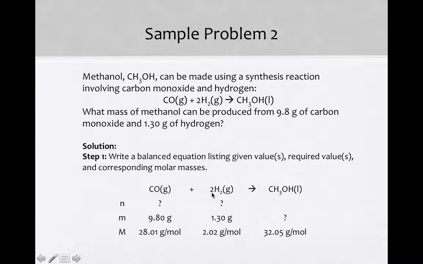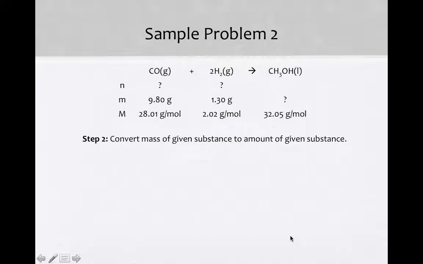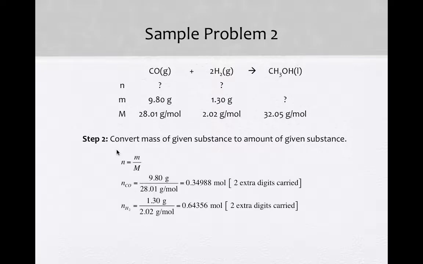Notice that we're not multiplying by the coefficient here for the molar mass. It's just the molar mass for the substance that's specified, which is H2. And the molar mass for methanol, CH3OH, is 32.05 grams per mole. Now, in here, we need to take those masses and convert them to moles, because it's only through moles that we can work our way through a balanced equation. So we're going to convert these using our equation n is equal to mass divided by molar mass. And we're going to do that for each of the reactants.